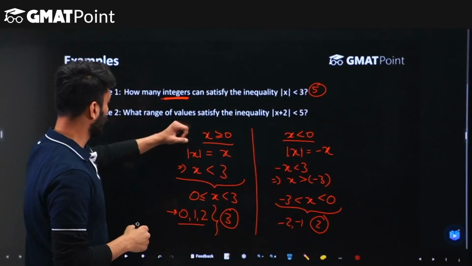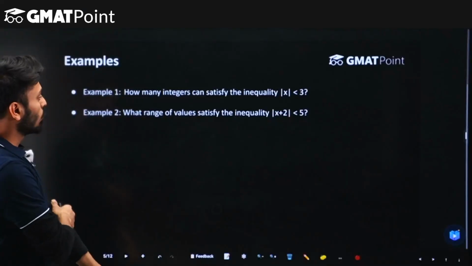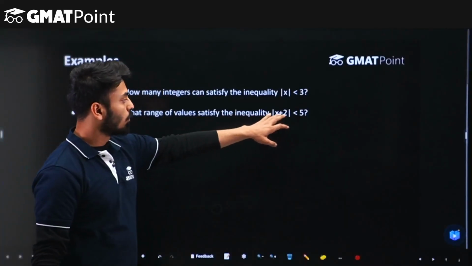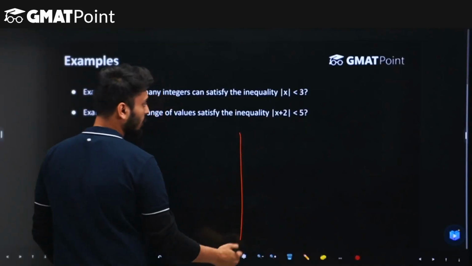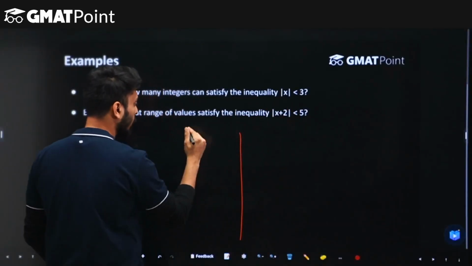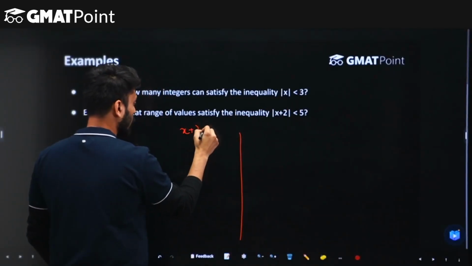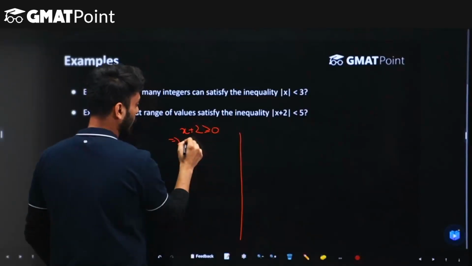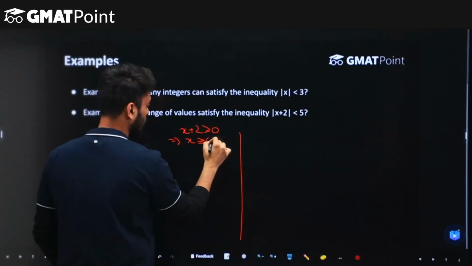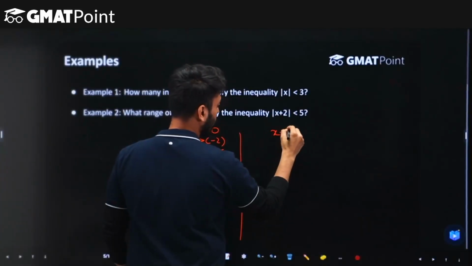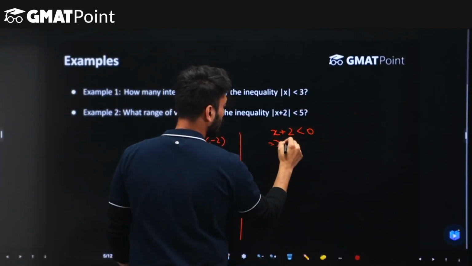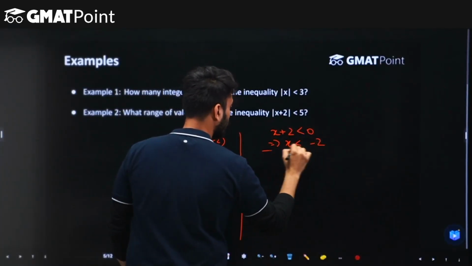Now let's move on to the next example. Example 2. What range of values satisfy the inequality mod x plus 2 is less than 5? Again, two possible cases. The stuff inside the mod being greater than or equal to 0, which means x must be greater than or equal to minus 2. This is the assumption. In the second case, we will have stuff inside the mod less than 0. So x less than minus 2.